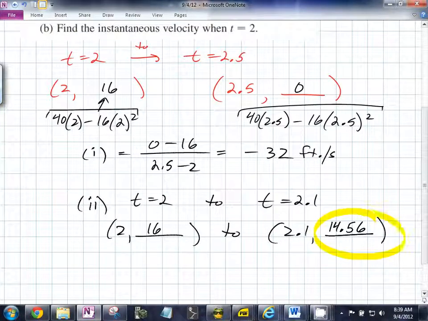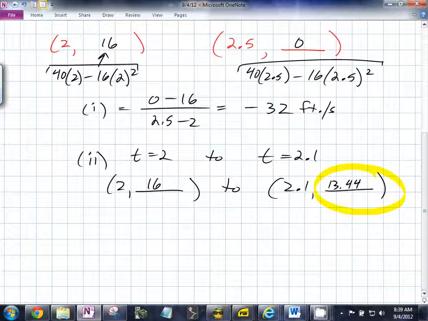What'd you get? 13 point what? 45? 44 or 45? 44? Who agrees with 13.44? Yeah? Okay. So then you do the same exact thing. Can anybody tell me what the slope is going to be? What is it? Oh, come on. No one got it? 0.26, and it's feet per second, right? Great. So then you do the next one.